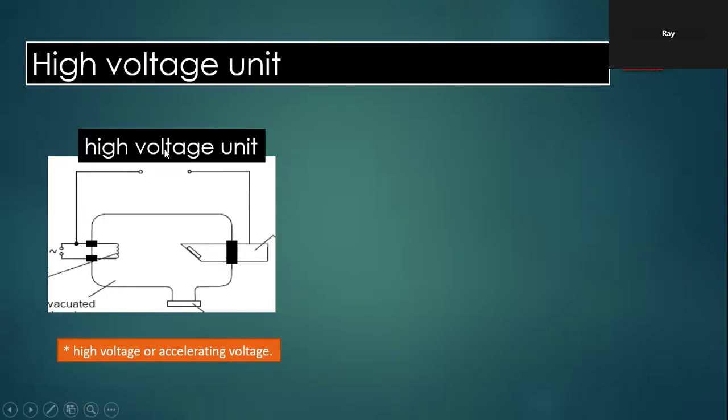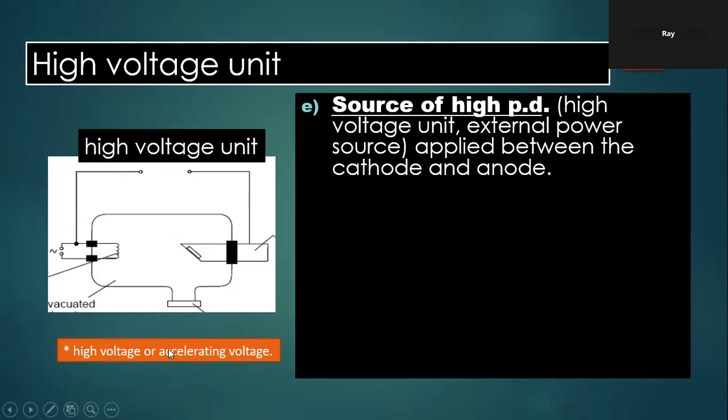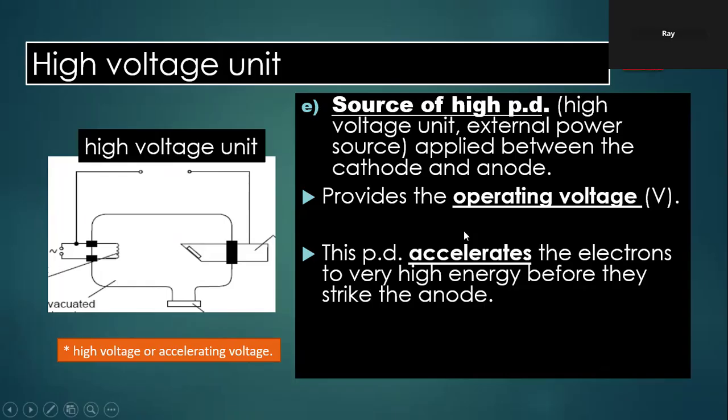High voltage unit, or accelerating voltage. Your syllabus calls it accelerating voltage. It is a source of high potential difference, an external power unit applied between the cathode and anode. It provides the operating voltage. This PD accelerates the electrons to a very high energy before they strike the anode. So the maximum kinetic energy of an electron is eV, where the voltage is V here.